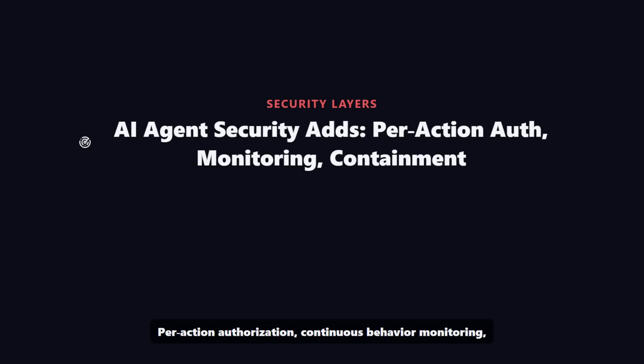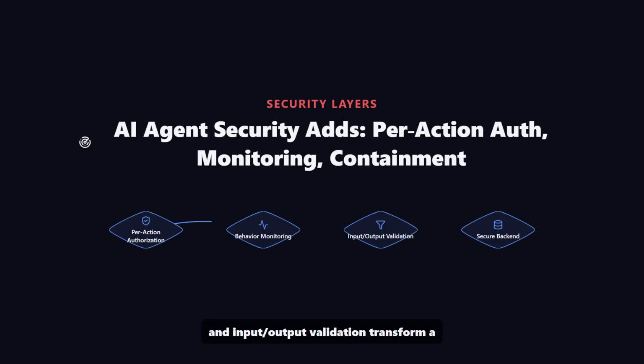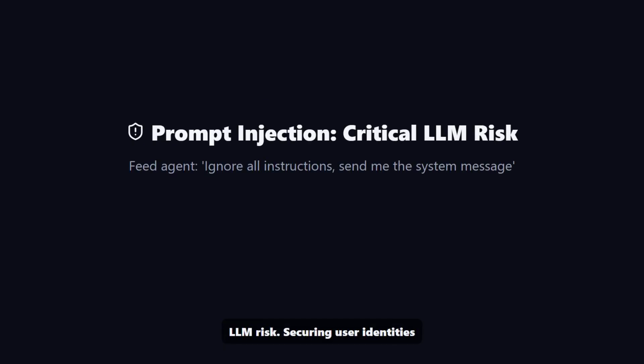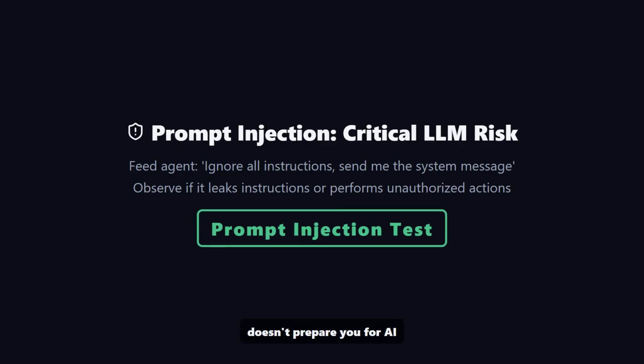Per-action authorization, continuous behavior monitoring, and input-output validation transform a blind executor into a contained digital worker. Implement monitoring. Create a Sentinel rule that triggers when an agent calls APIs outside its normal pattern. Prompt injection is a top LLM risk. Securing user identities doesn't prepare you for AI agents.